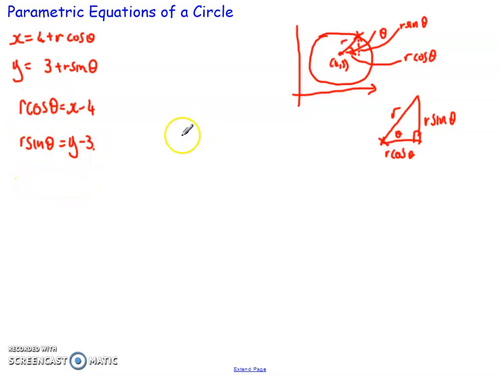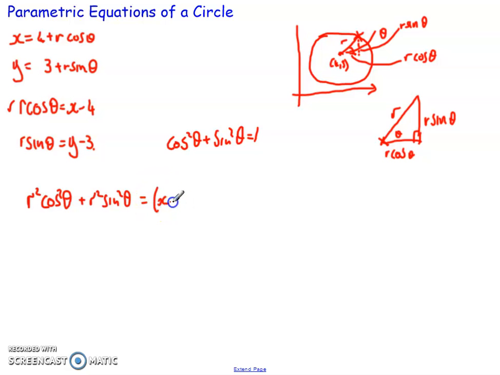Now if I were to remember some of my trig identities, specifically cos squared theta plus sine squared theta equals 1, if I take both of these and square them and add them together and take out the r as a common factor, what I'll end up getting is that r squared cos squared theta, so that would be this one here squared, plus r squared sine squared theta, that's going to equal the x part plus the y part. So that's going to equal my (x minus 4) squared plus my (y minus 3) squared.